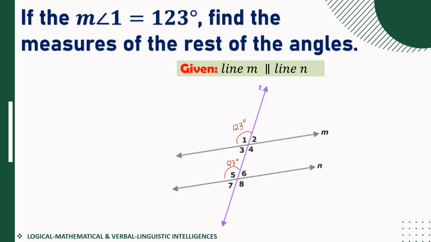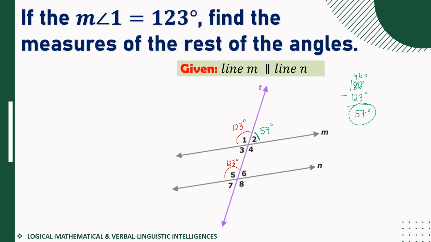Now, if angle 1 is 123 degrees, therefore, I can say that angle 2 is 57 degrees. How did I get 57 degrees? Angle 1 and angle 2 are supplementary. So basically, I would have 180 degrees minus 123 degrees. I would have 10 minus 3, that would be 7. This 8 will become 7. 7 minus 2, that would be 5. Alright, so that means I get 57 degrees for angle 2.